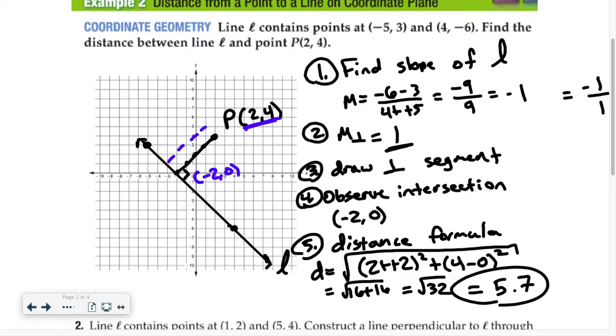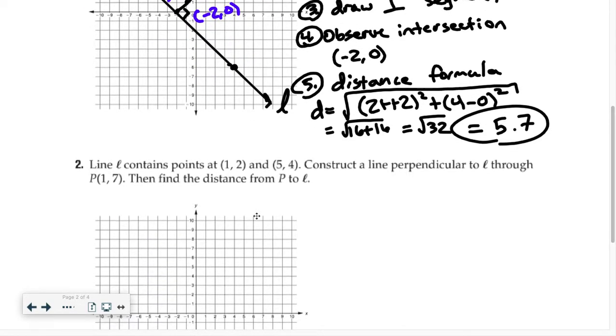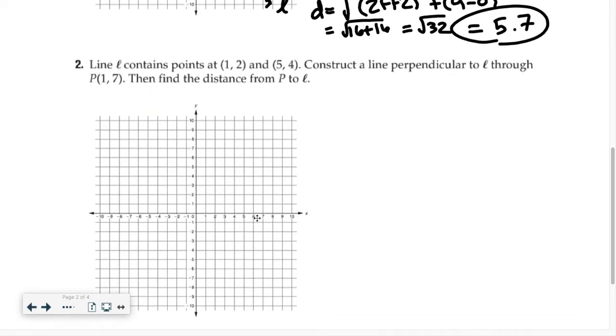It's quite a few steps, but the steps weren't terribly difficult here, okay? We graphed line L, then we found the slope of L, found the slope perpendicular to it, we drew the perpendicular segment and observed the intersection. Then really the tougher part was finding the distance between the intersection and our point P. Right? So guys, this is a problem you guys can practice if you'd like.